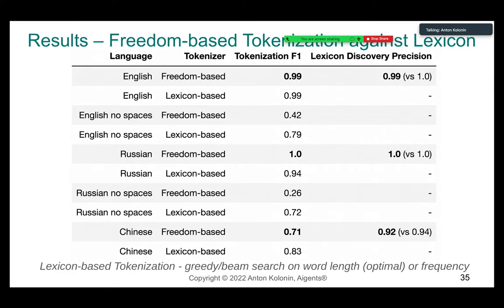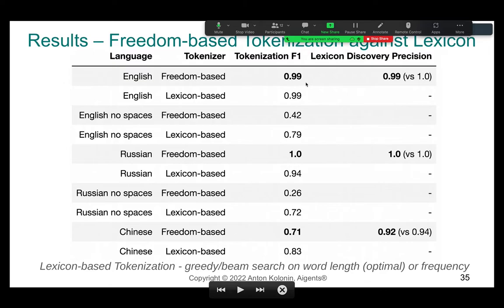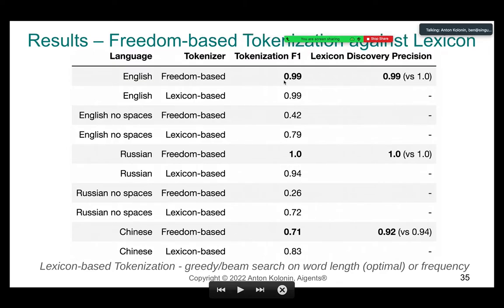And the final slide, almost final. So here is the outline of the results that we have got. If we do freedom-based tokenization for English, then you get an F score against the reference tokenizer of 0.99. And also, if you check what fraction of the words that you have found are actually part of the reference lexicon, you will find that the precision is the same. So almost every word that you have found is part of the proper English lexicon. Then if you take Russian, you also get an F measure against the reference lexicon of 1.0 and reference tokenization, and every word that you are able to find is part of the reference lexicon.